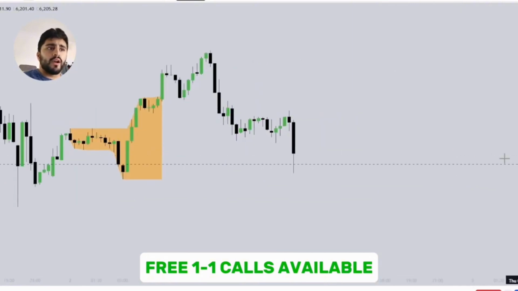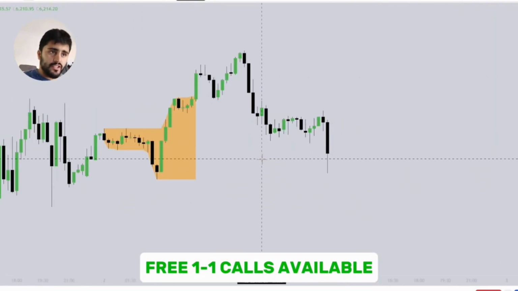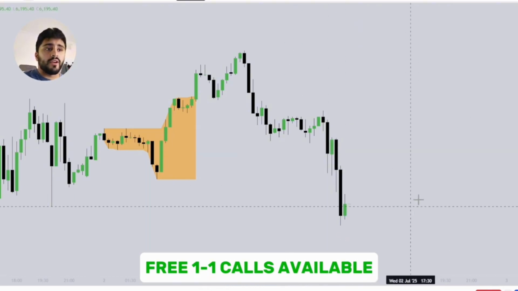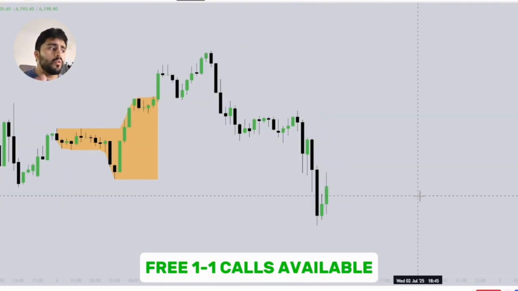So what we can see right off the bat is our Asian session. This is what I call a two-phase manipulation model. It's one of my favorite manipulation models to trade. What we can see is I always want to focus on how price is behaving near the Asian range.